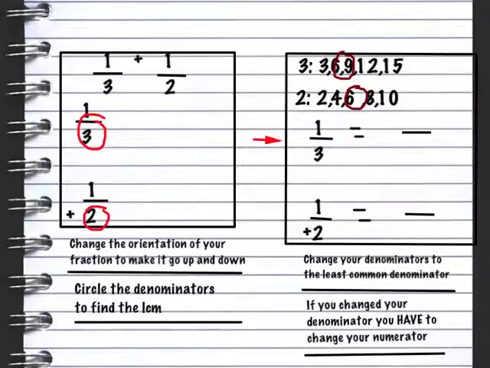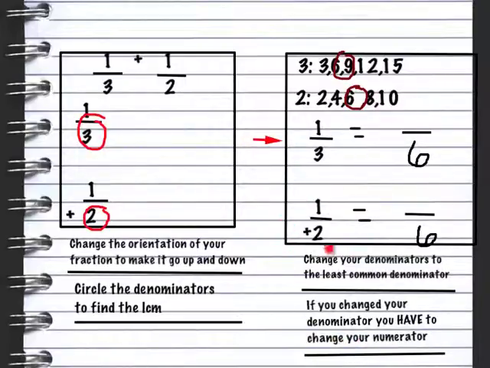I want to rewrite my denominator as 6. So I'm going to change this to a 6, which it tells me right down here, in the step change your denominators to the least common denominator. I'm going to change the other one to a 6. Now it says if you changed your denominator, you have to change your numerator. That's the only way it's going to make sense.